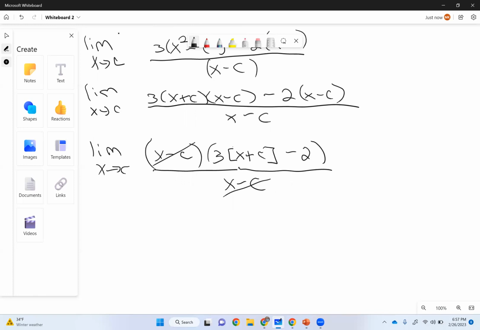All right, so now we take the limit as x approaches c. So wherever we see a c, we can replace it with an x. x plus x is 2x. 3 times 2x is 6x minus 2.